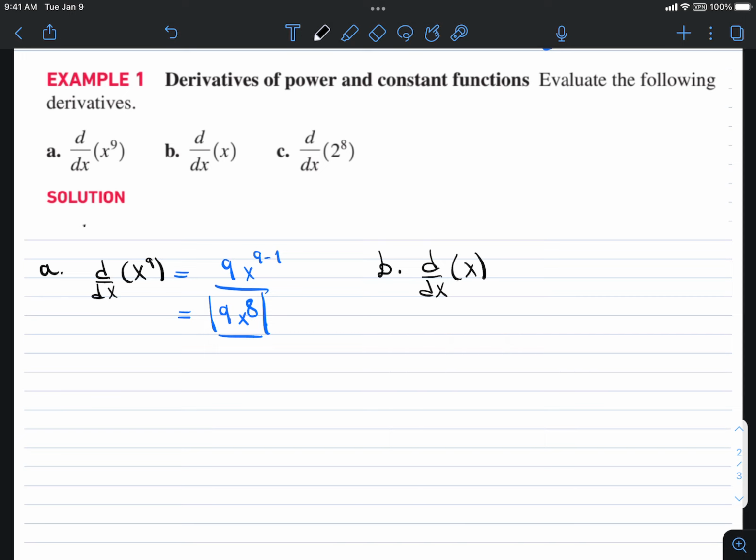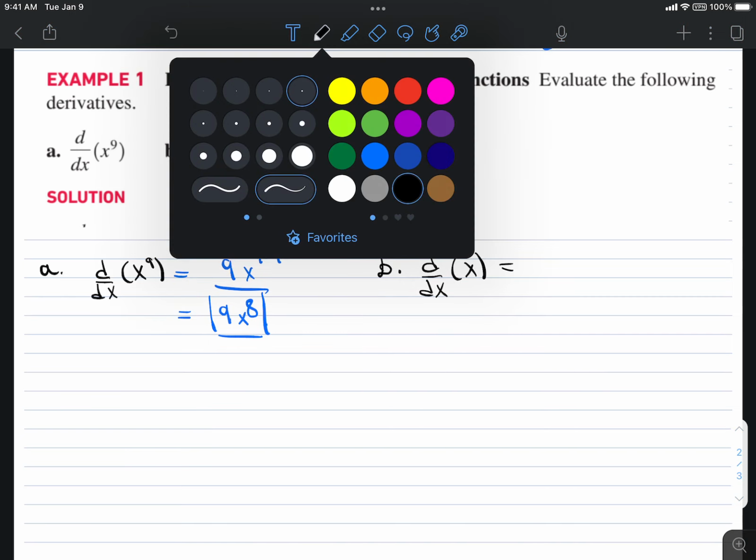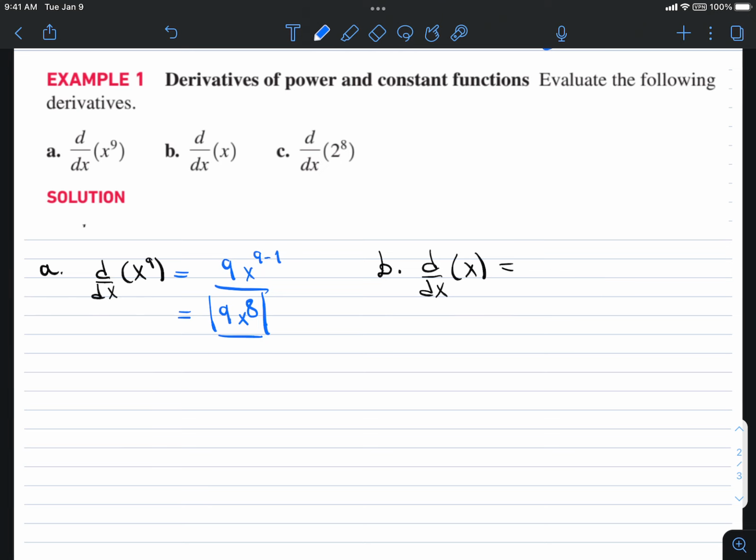What's the derivative of x? So that's the same thing. This is the derivative of x to the first power, so n equals 1. So I bring the power down. So n times x raised to the power n minus 1. So that's 1 times x to the 0th. So that's just 1 times 1. So that's just 1. That's the derivative.